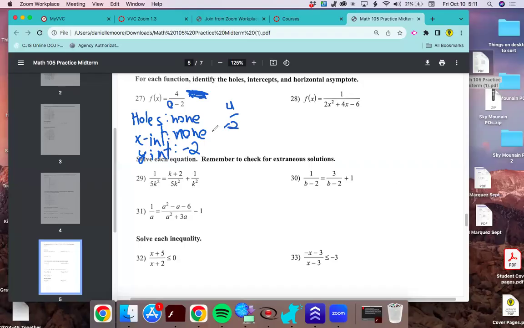And then it asks for a horizontal asymptote. Remember about the horizontal asymptote. Oh, I shouldn't get rid of that yet. But the horizontal asymptote, maybe I'll change colors. Okay.